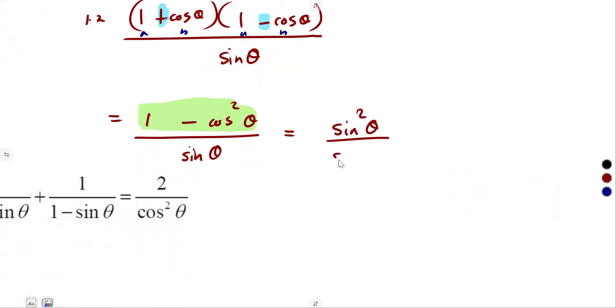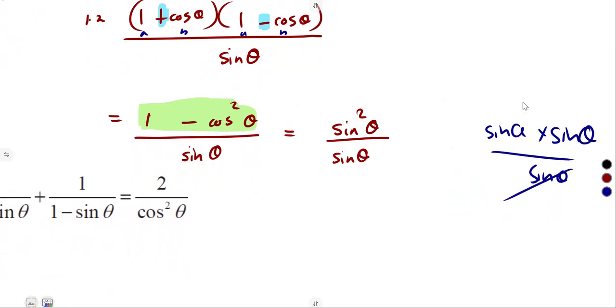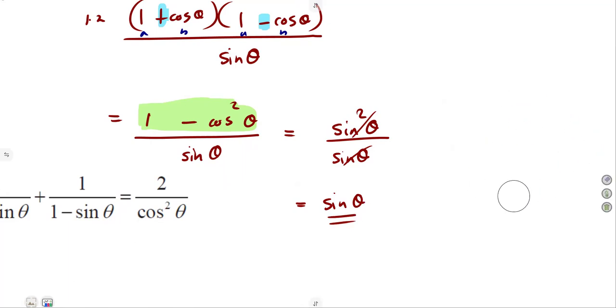Everything over the sine of theta. Just like that. Sine squared of theta, there are two of them, sine times another sine, over what? A sine. So this cancels. If you cancel, guys, one is going to remain. So you're going to remain with what? Sine of theta. Is it in the simplest form, this one? Yes, it is in simplest form.